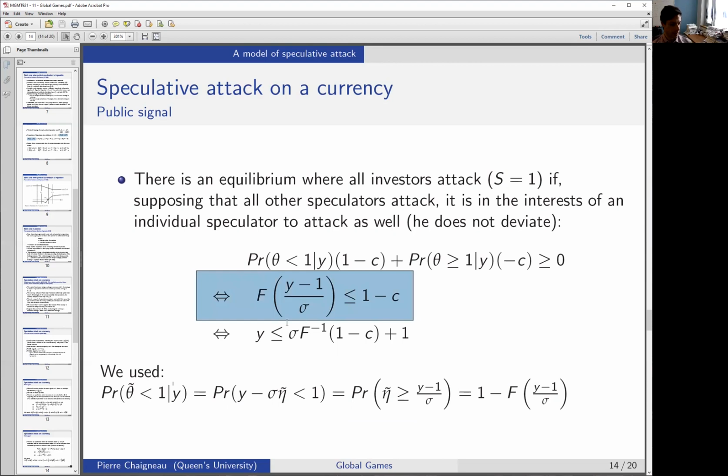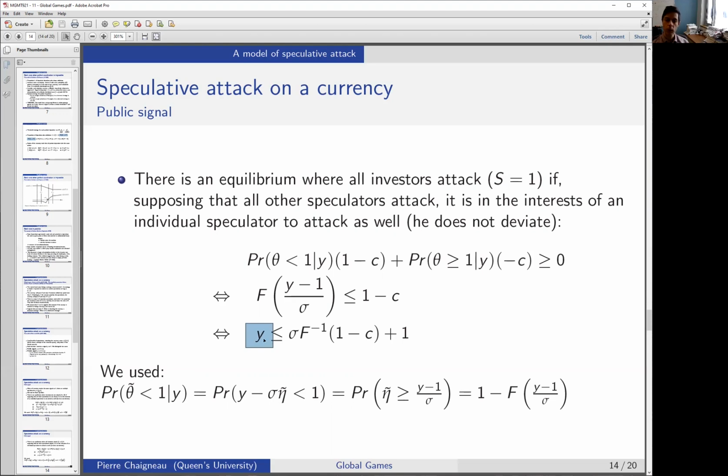I'm going to replace this probability by this expression. Then I simplify and I get this inequality. Again, I solve for y. I want to know for which values of the public signal y it will indeed be a Nash equilibrium for investors to attack the currency. And I find that this is the case whenever y is sufficiently low.